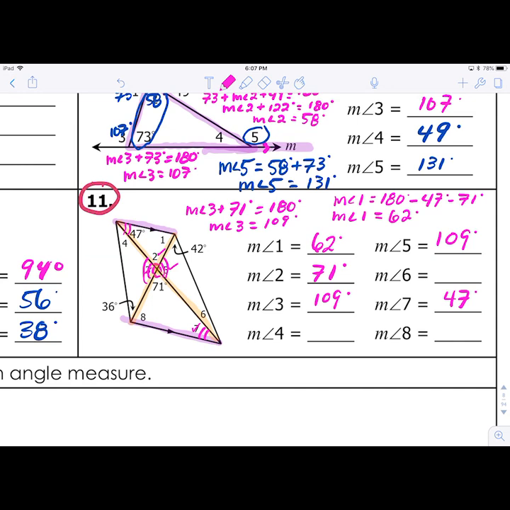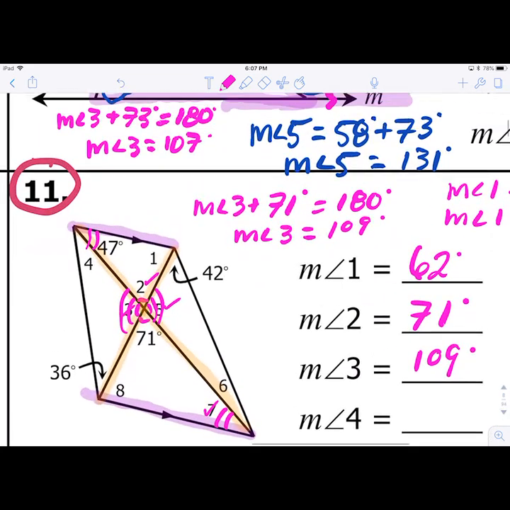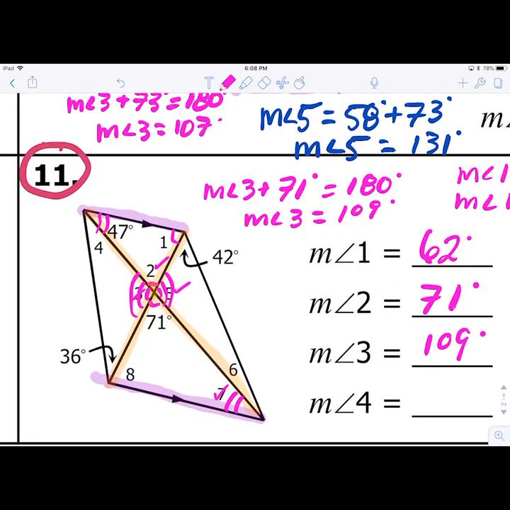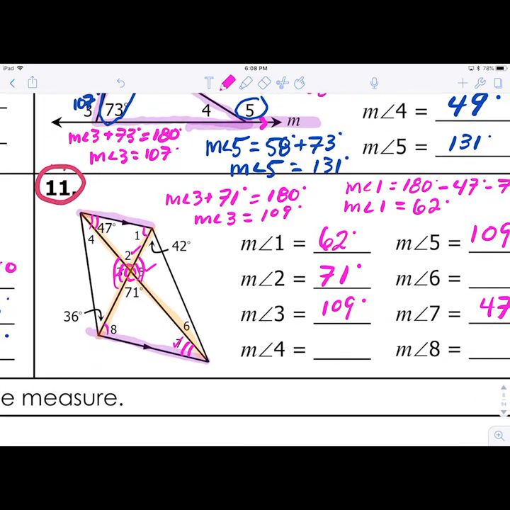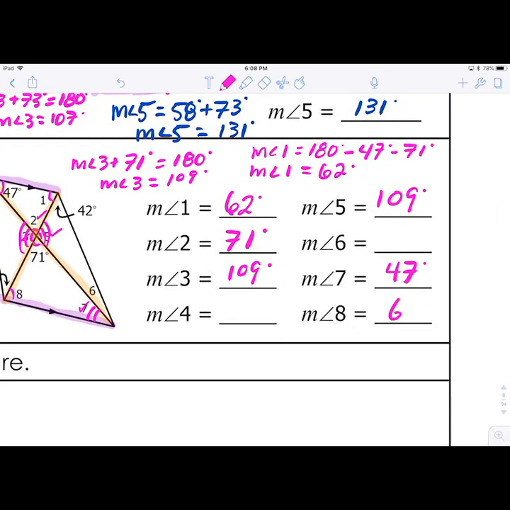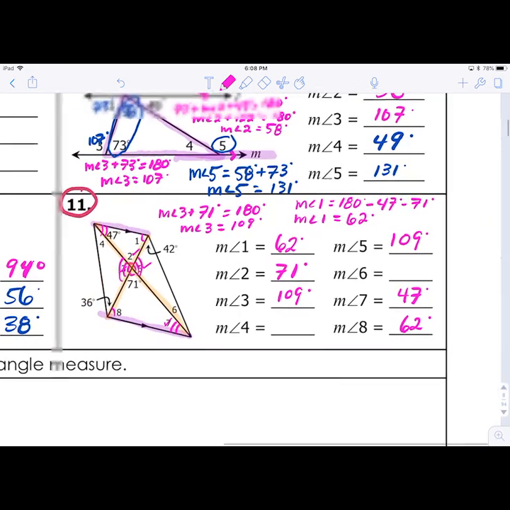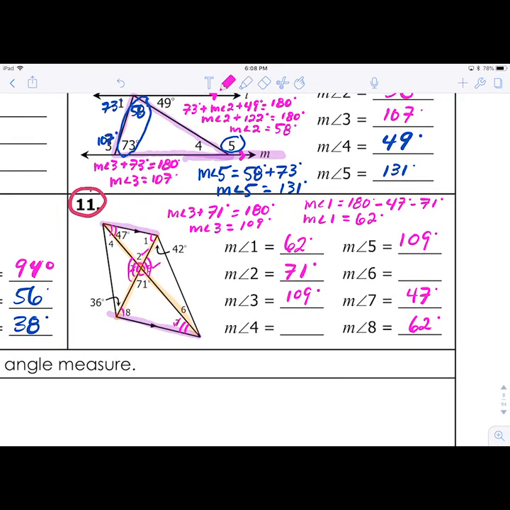What else? If I know the measure of angle 1 is 62 degrees, and its alternate interior is angle 8 down here, then I know the measure of angle 8 is 62 degrees. Let's clean some stuff up in here. This is getting a little messy at this point. So here are the ones we're left with: angle 4 and angle 6.